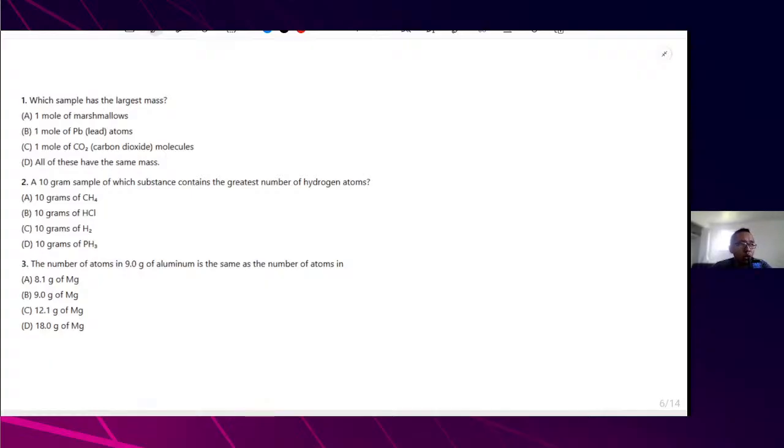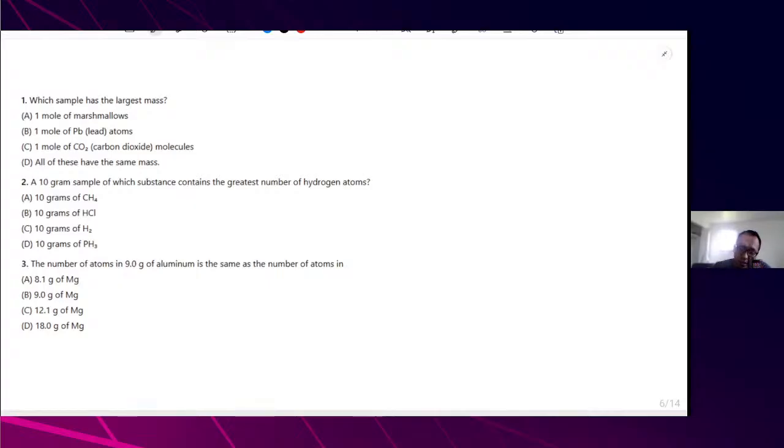All right, for question number 1. Which sample has the largest mass? Which of these samples actually weighs the most on a scale? 1 mole of marshmallow, 1 mole of Pb or lead atoms, 1 mole of CO2 molecules, or all of these have the same mass.